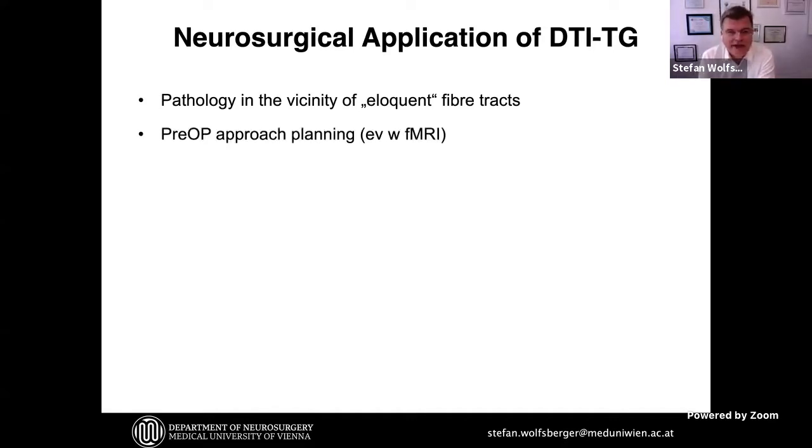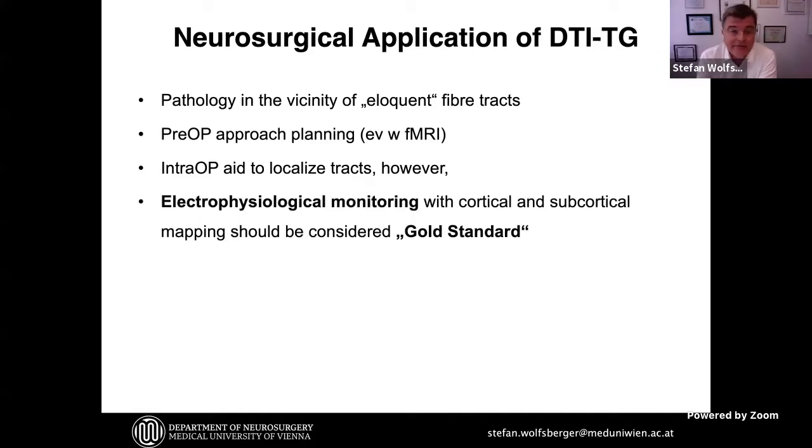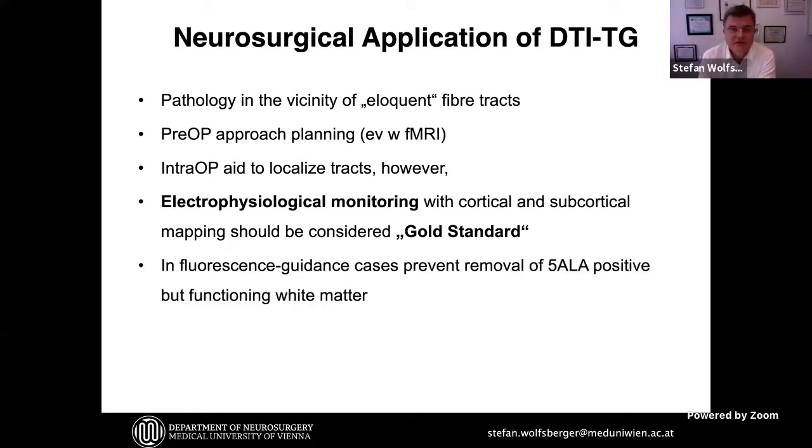And we use it for approach planning, especially if we have an fMRI, and the fMRI shows us the region of interest. And of course, intraoperatively, it can help us to localize those tracts. But please be careful. This is related to a preoperative imaging, and it's not gold standard. Gold standard, we still believe, is electrophysiology. So cortical, subcortical stimulation can, of course, directly show us where the fiber tracts are. And DTI tractography is a navigation image that's related to a preoperative image and prone to brain shift.